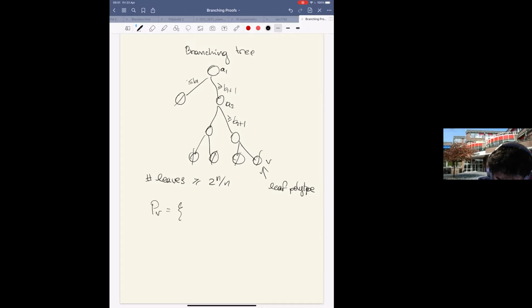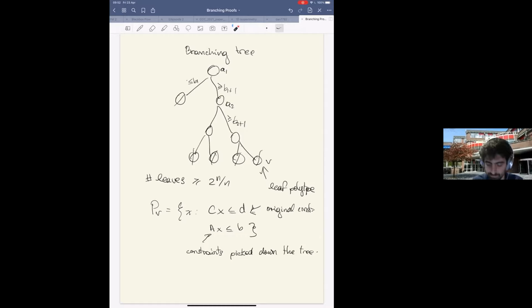It looks like something like this, Cx less than or equal to D. These are the original constraints. And then you have Ax less than or equal to B. Here I'm just writing things after I've normalized. And these are each row, these are the constraints picked up down the tree. Right, so in this context, this constraint and this constraint would appear here.